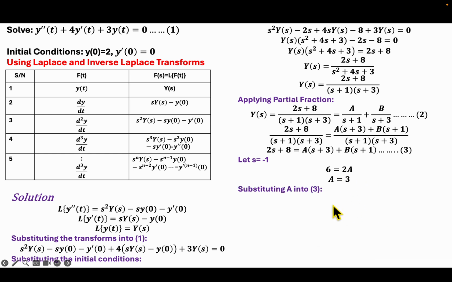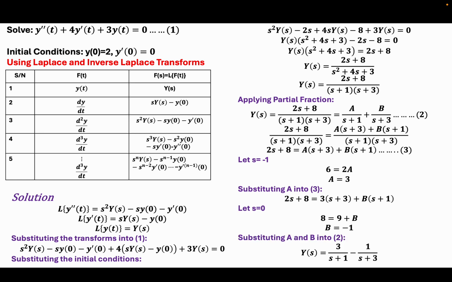So substituting A into 3, I will have this equation. So now in order to find B, I can choose s to be any value. So choosing s to be equal to 0, B will just be equal to minus 1. So substituting my A and B into 2, I will have this equation.